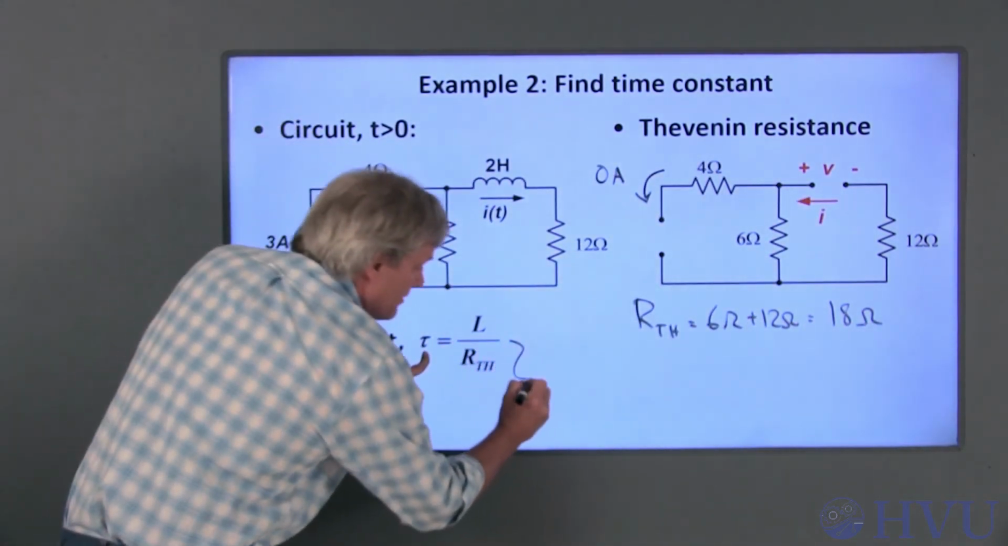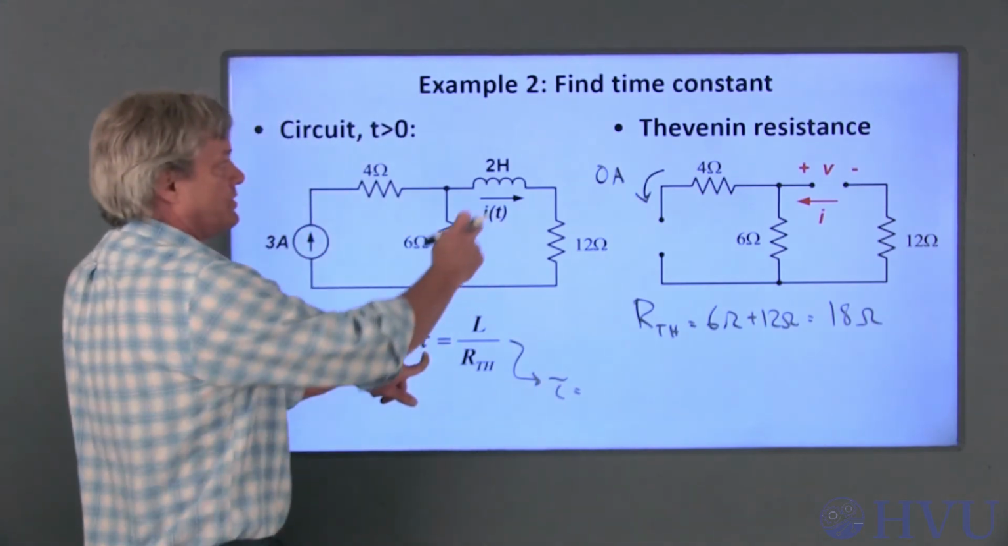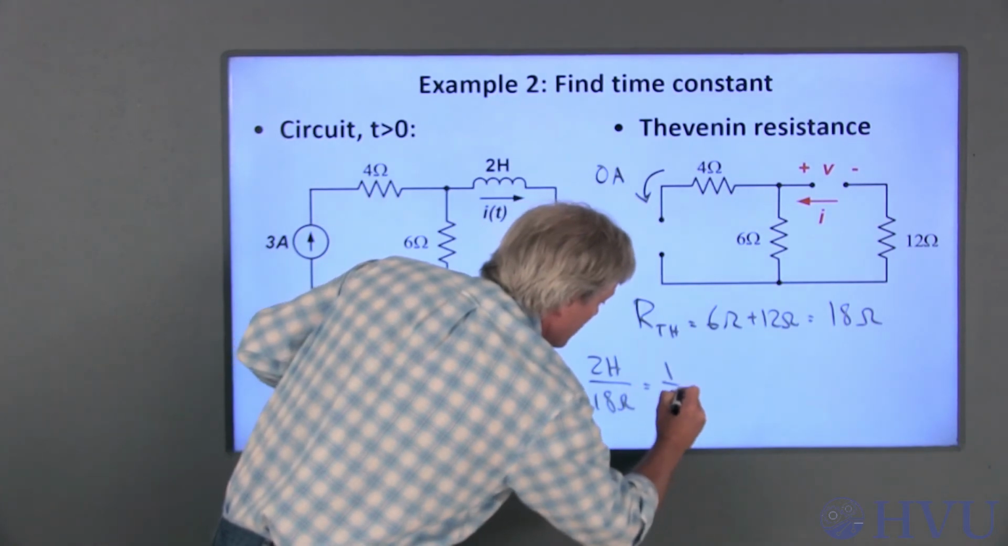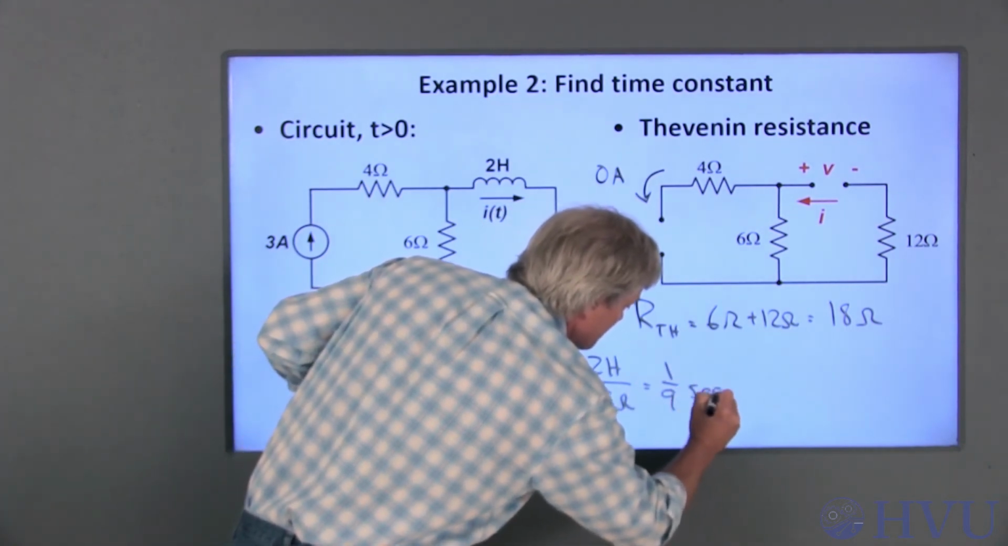The time constant, tau, is then equal to 2 henries, the inductance, over 18 ohms, which is 1/9 of a second.